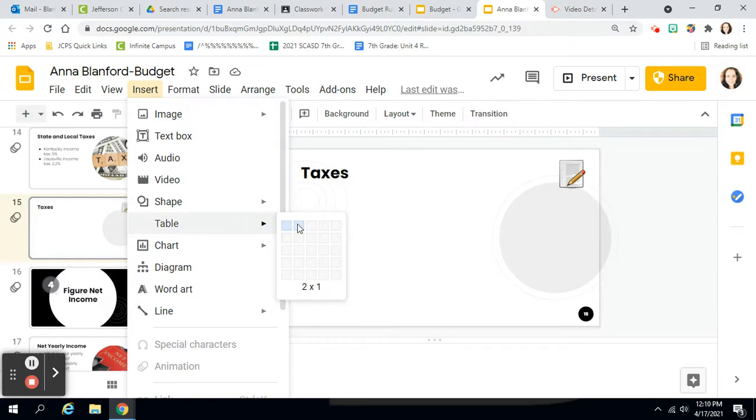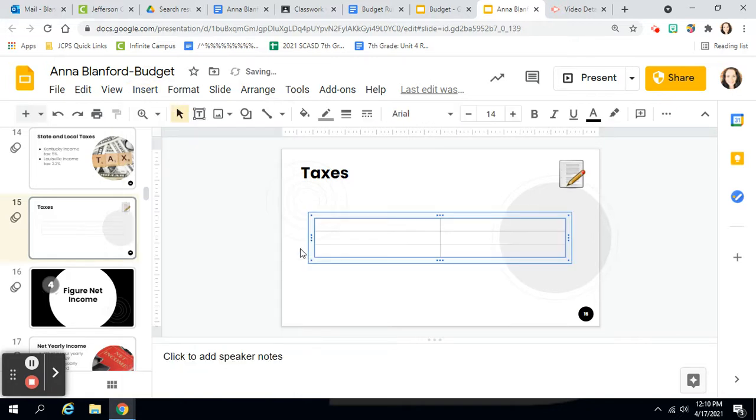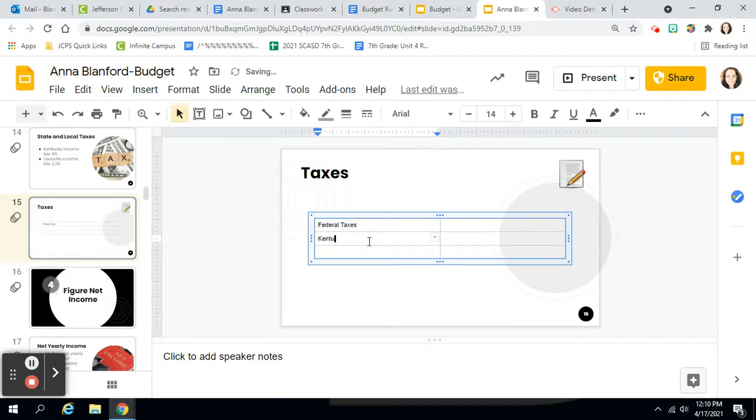I know I want it to show the tax and then the amount. So I need to show, let's do 3 rows. The first one I had to do was federal, and I had to do Kentucky, and then I had to do Louisville.